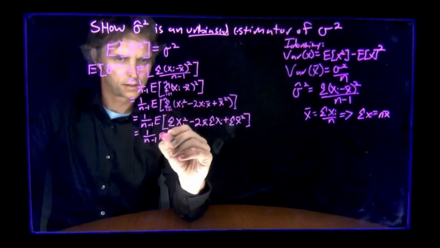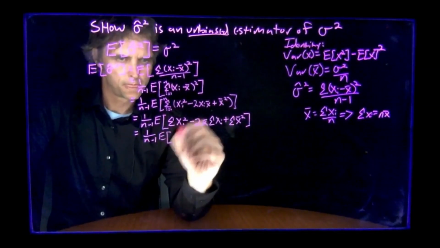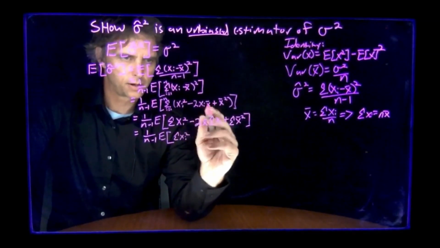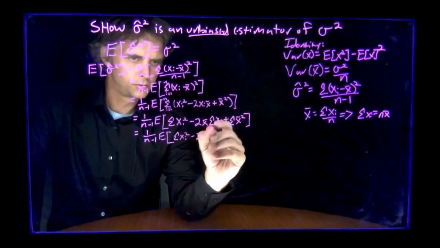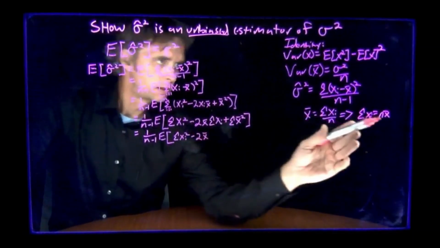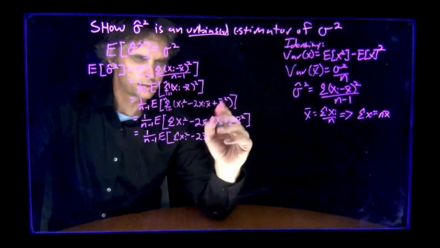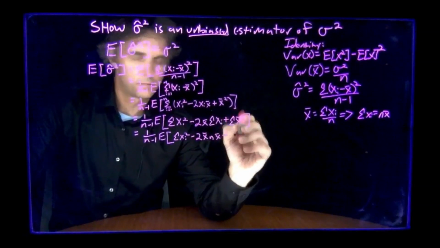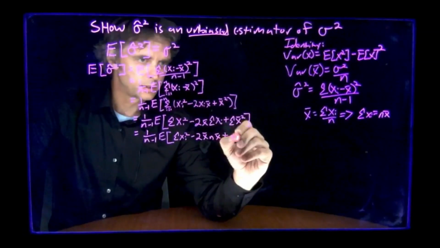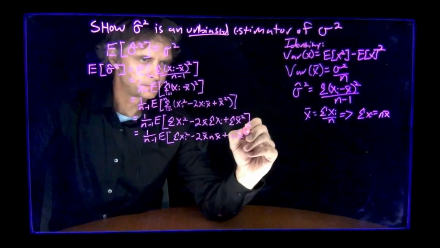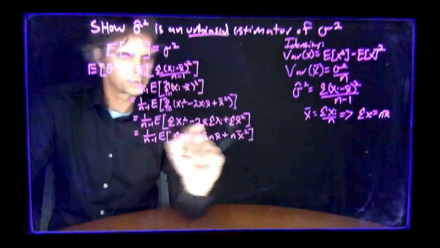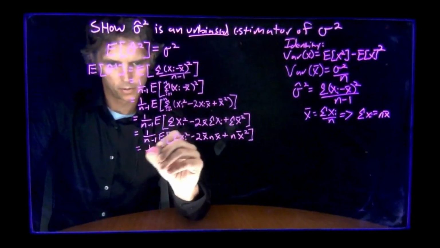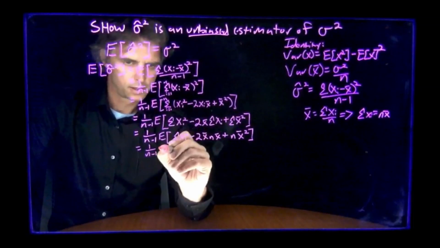This is the expected value of the sum of xi squared minus 2 x bar. That's the sum of xi, so that's n x bar, plus, and that's the sum of a bunch of x bar squareds. So that's just n x bar squared. We're going to simplify as much as we can before we bring that expected value in. So that'll be 1 over n minus 1 times the expected value.